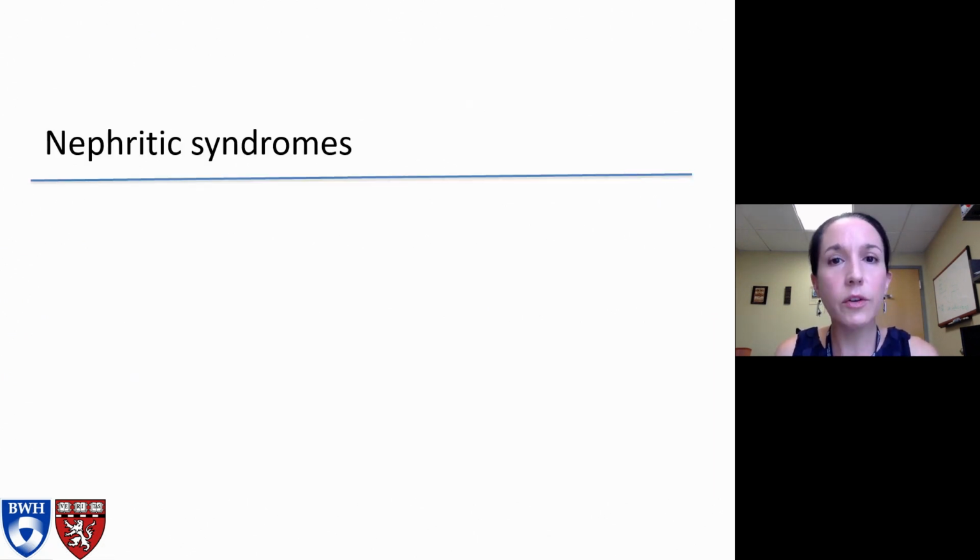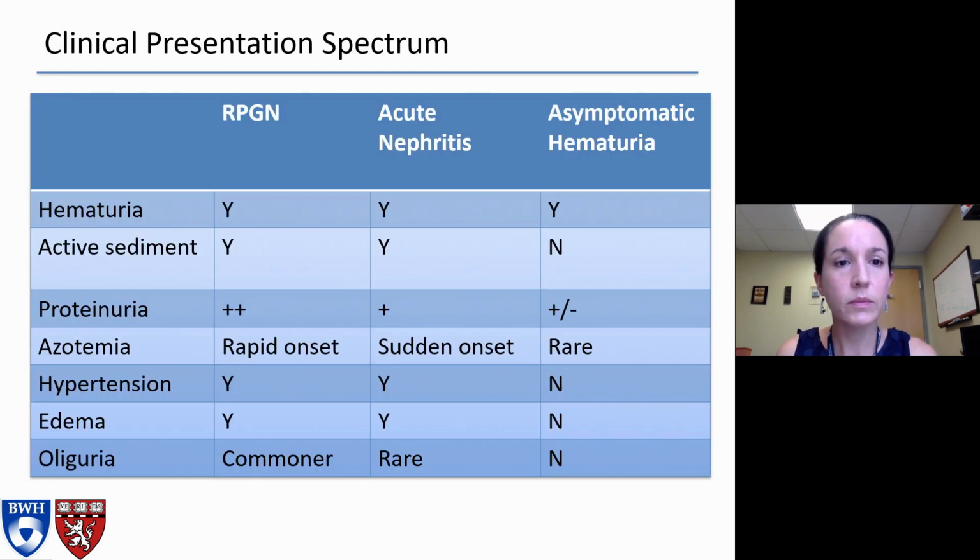Okay, so moving on to the nephritic syndromes. So again, these can present with a spectrum across the clinical presentation from rapidly progressive glomerulonephritis, or RPGN. This is really a clinical term which refers to obviously sudden onset renal failure, but we typically see crescents on the renal biopsy. Patients can also present with acute nephritis or asymptomatic hematuria. And so there is hematuria in all of these conditions.